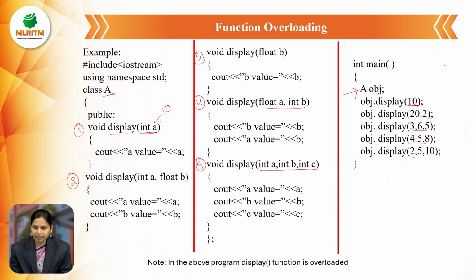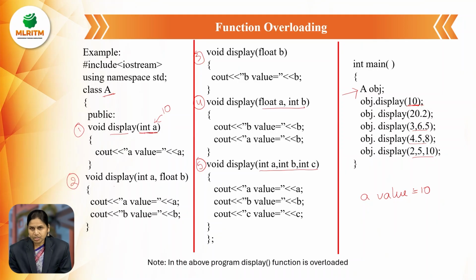obj.display means it directly calls the display function, and it verifies the number of parameters, the data type of the parameters, and the order of the parameters. If everything matches, then that function will be executed. If the function call does not match the function definition, then the control goes to the second function. This process continues. Next, we will get the output: A value equal to 10.